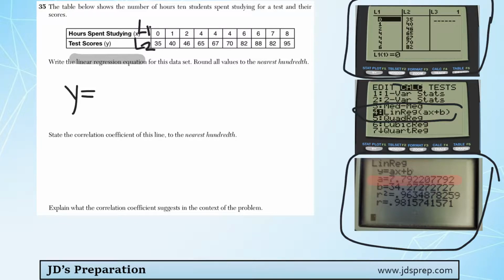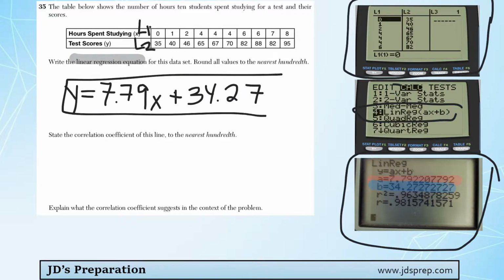It is 7.79 if we round to the nearest hundredth. So 7.79, and that's multiplied by X. And then we're going to add our B value, and our B value is 34.27, rounded to the nearest hundredth. So 34.27. And that's it. That is our linear regression equation.